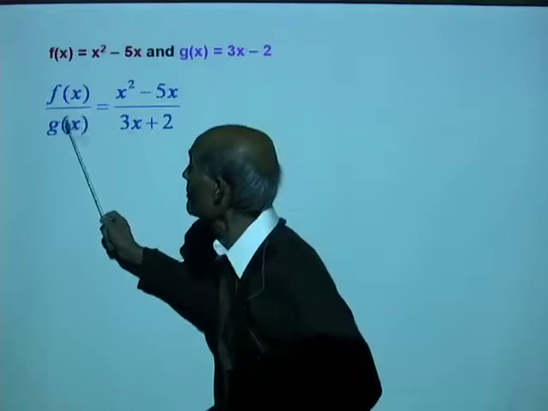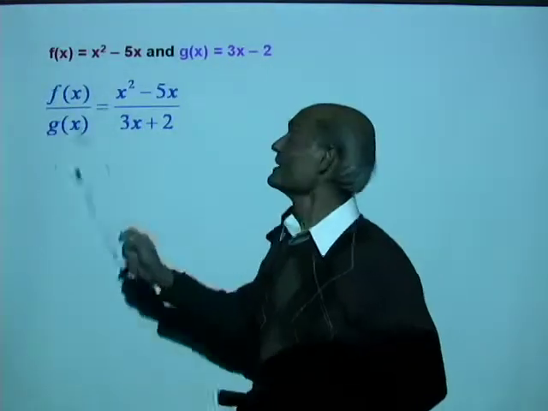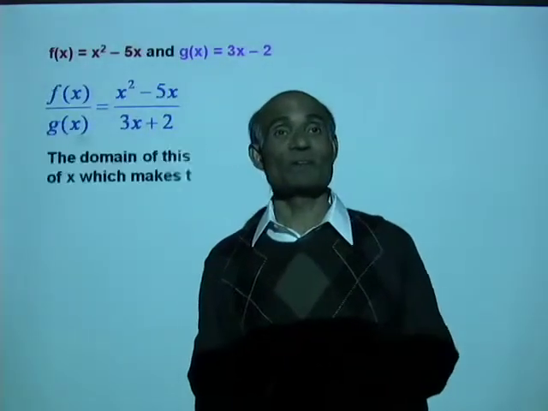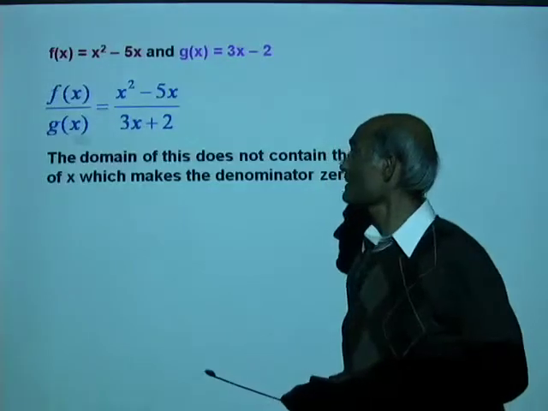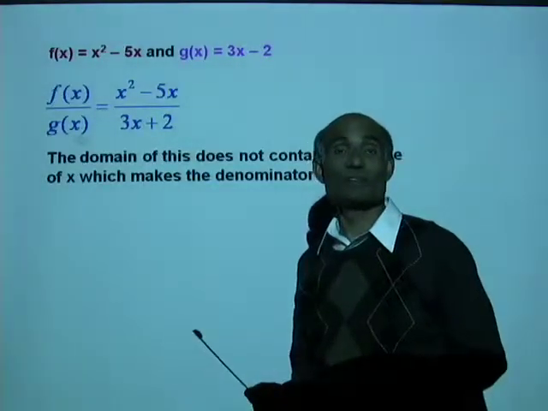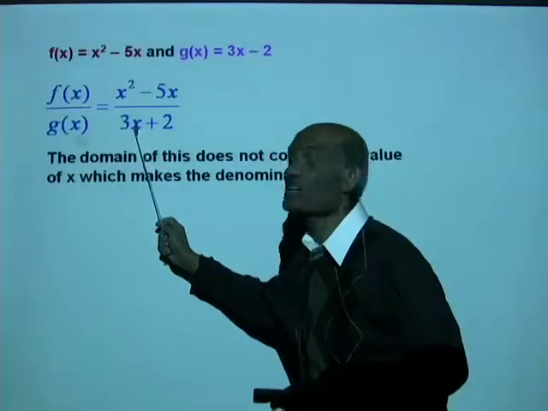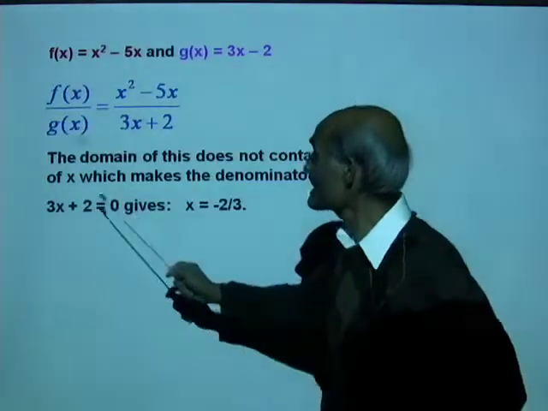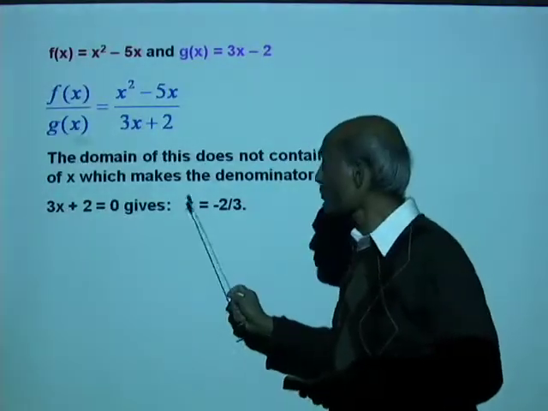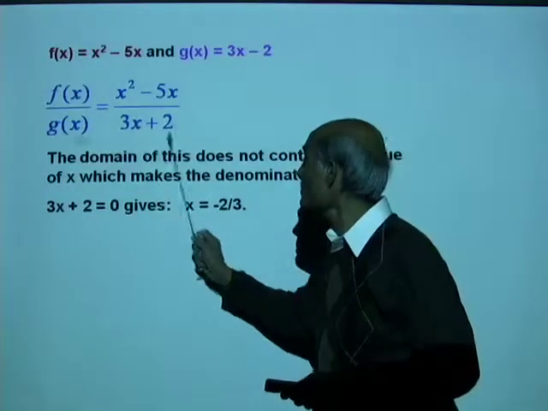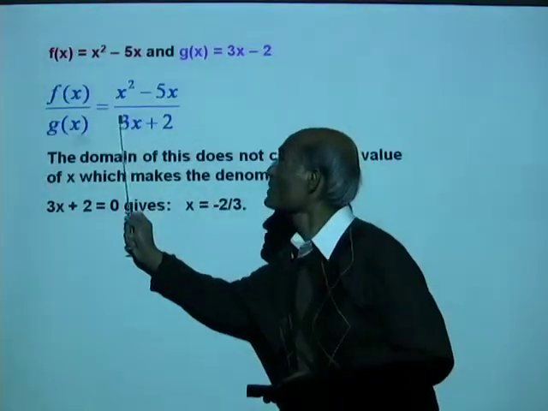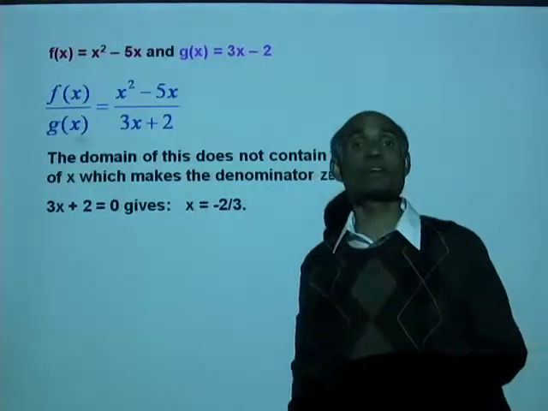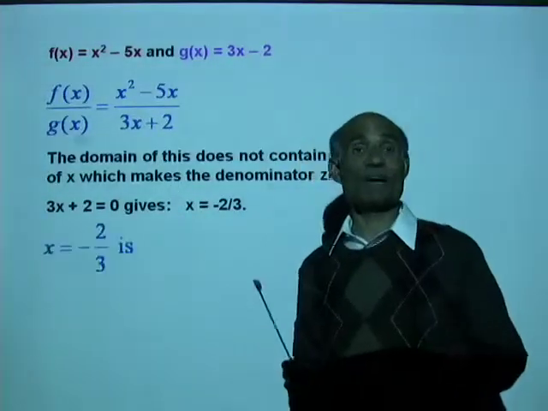Well, what is f of x divided by g of x? It is x squared minus 5x divided by 3x plus 2. Now, what is the domain of this? Well, in this case, the domain cannot contain a value of x that will make the denominator 0. So we set the denominator equal to 0 and solve for x. When x equals negative 2/3, the denominator becomes 0. That means you cannot have x equal to negative 2/3 in the domain of that function.